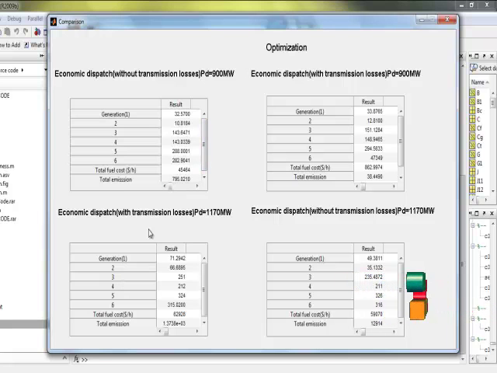Then for PD equal to 1170 megawatt with the transmission losses. Here the same PD equal to 1170 megawatt for without transmission losses. So this is the final result, and it is an optimization chart.